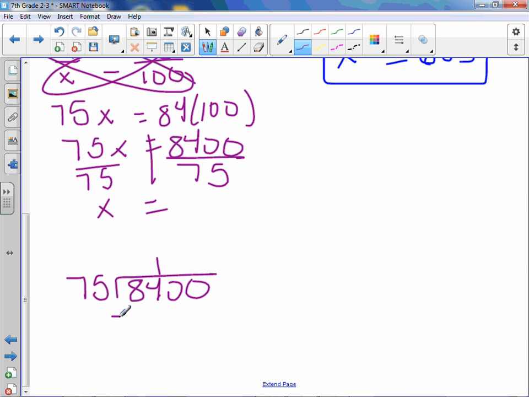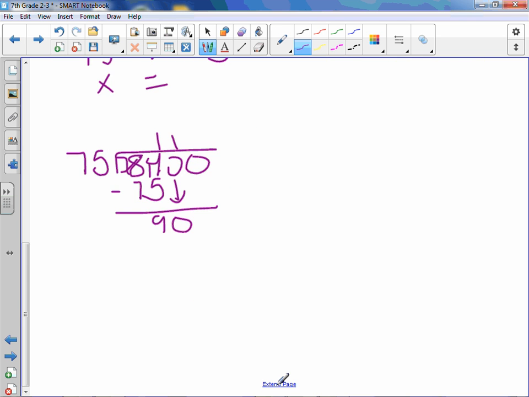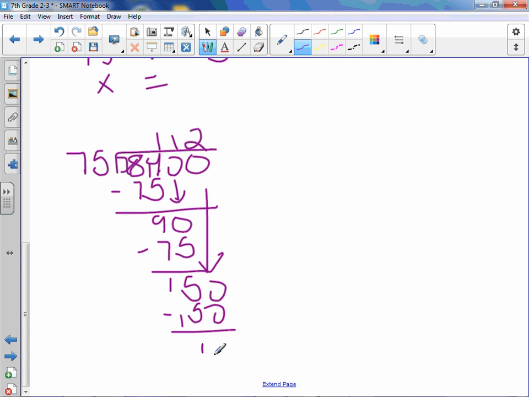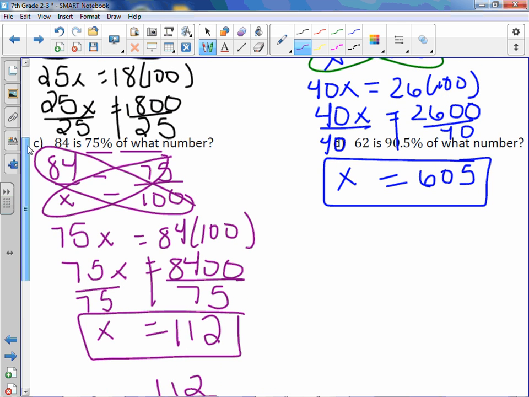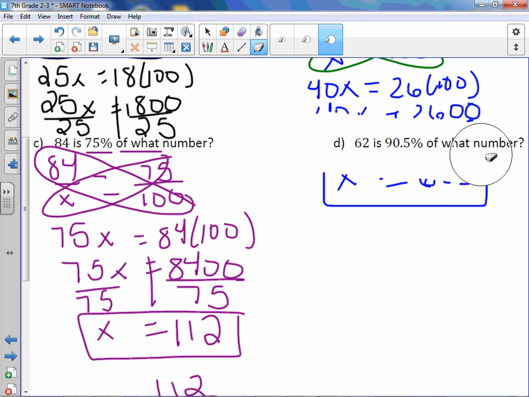75 goes into 84 once. Goes into 90 once. Goes into 150 twice. So x equals 112. I'm going to erase part of letter B so I can see my question for D.